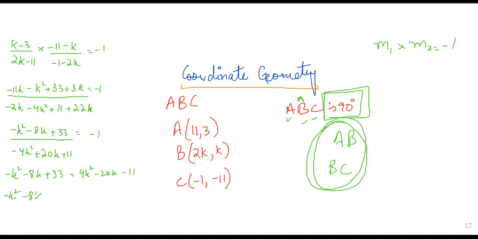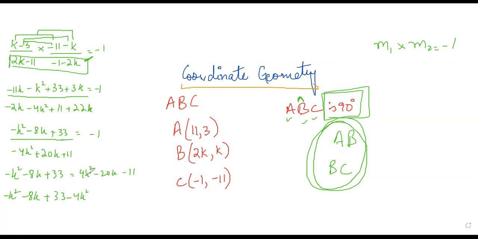How did you get plus 33, by the way? First, I multiplied k by minus 11 and got minus 11k. Then k by minus k, that is minus k squared. Then I multiplied minus 3 by minus 11, so I get positive 33. And minus 3 by minus k, positive 3k. That's direct multiplication, not cross multiplication. You simplify them and then you cross multiply.